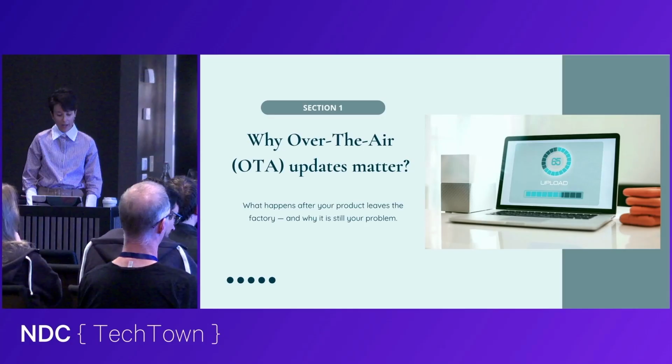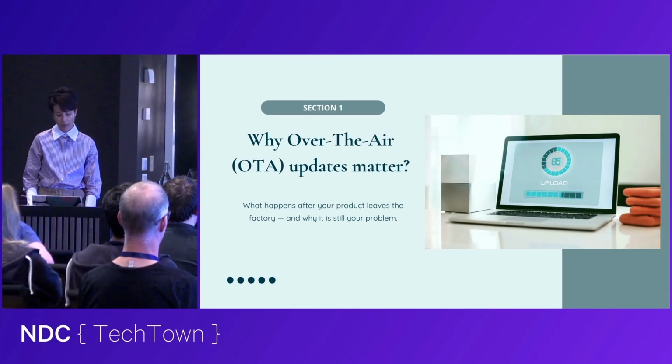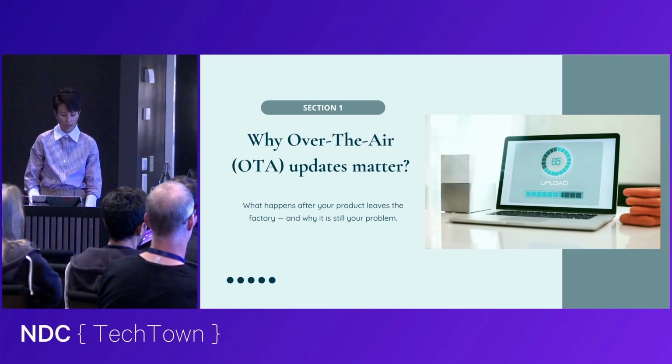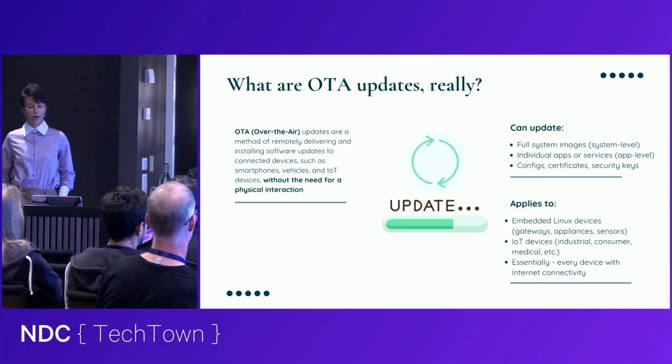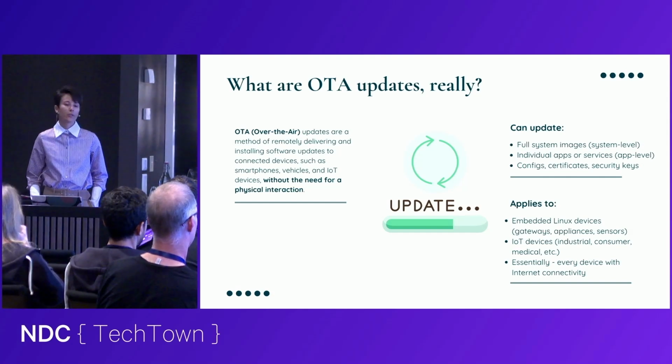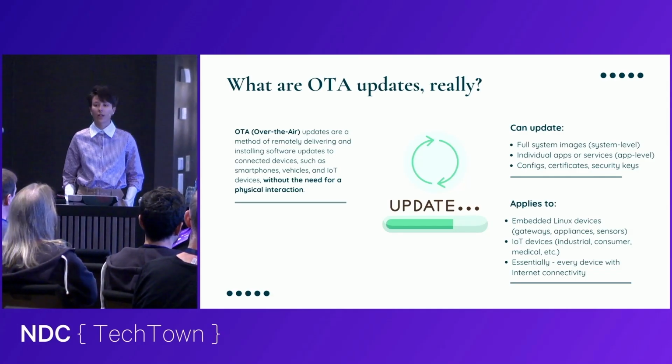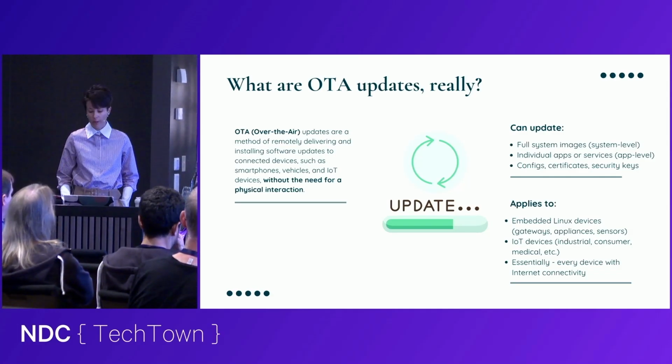Okay, why do over-the-air updates matter? And why is it still your concern what happens to the product after it leaves the factory? So what are over-the-air updates really? OTAs are a method of remotely delivering and installing software updates to connected devices, such as IoT devices, vehicles, smartphones, etc., any smart devices, without the need for physical interaction. Physical connection can still happen. You can have your devices connected over Ethernet, but what's important is that there is no need for you to physically interact with the device, that you can update it remotely.